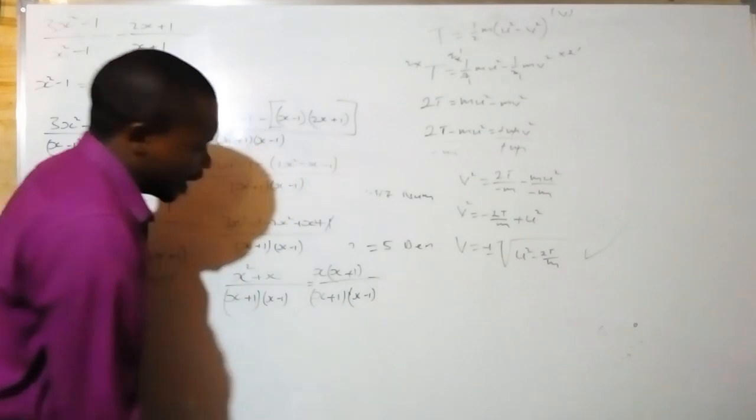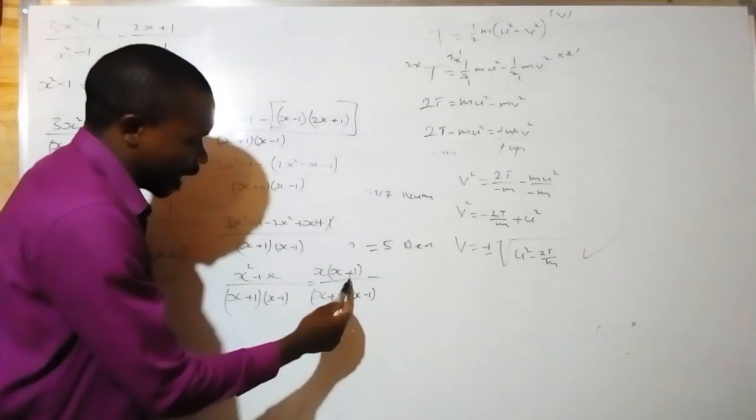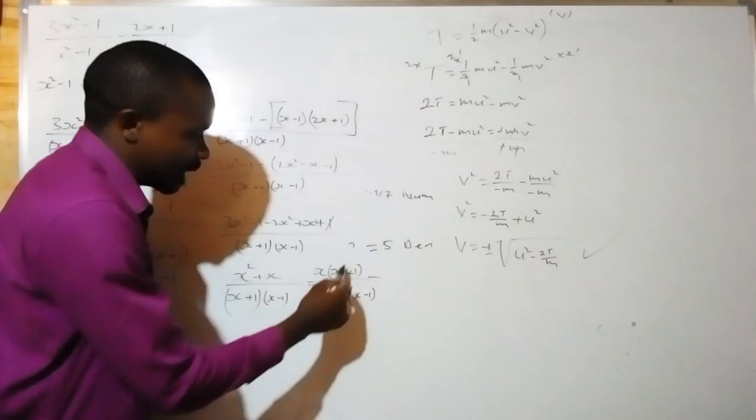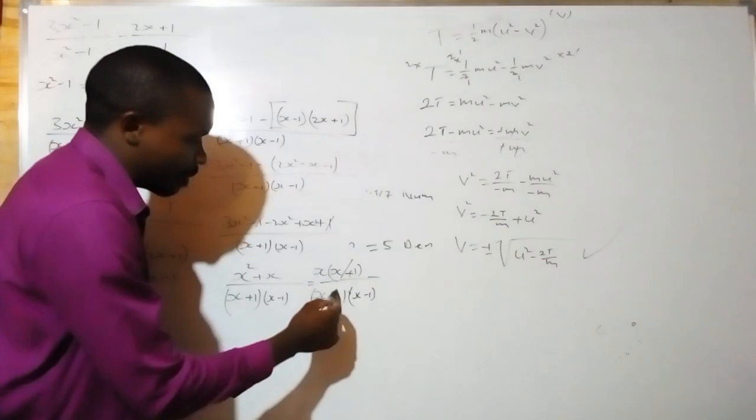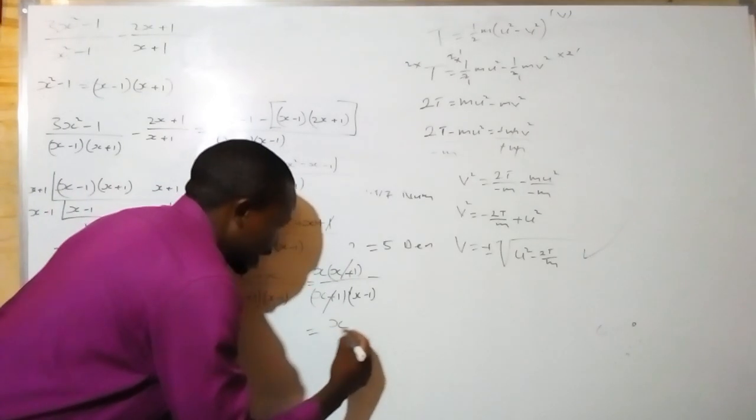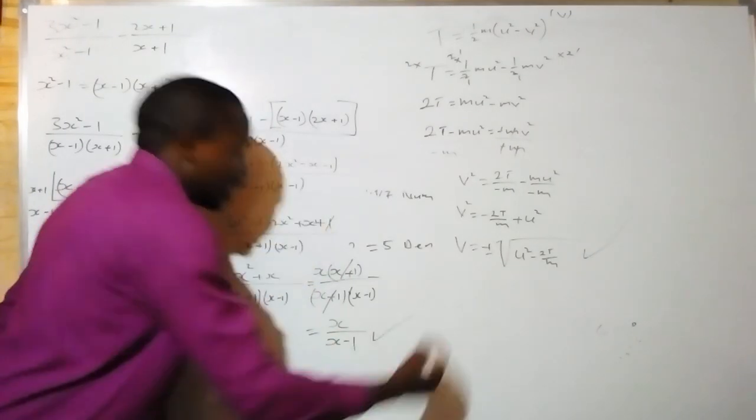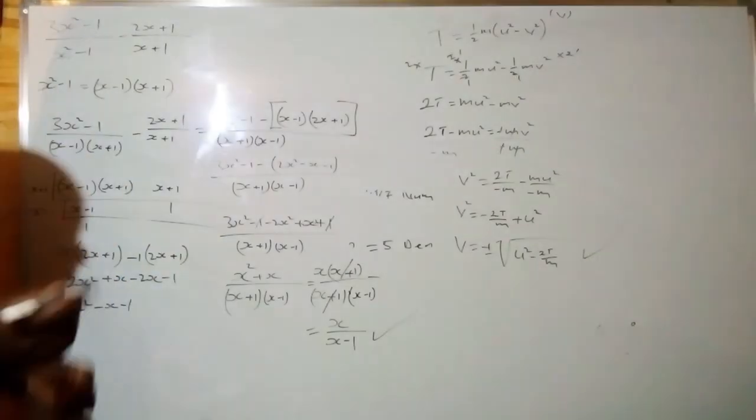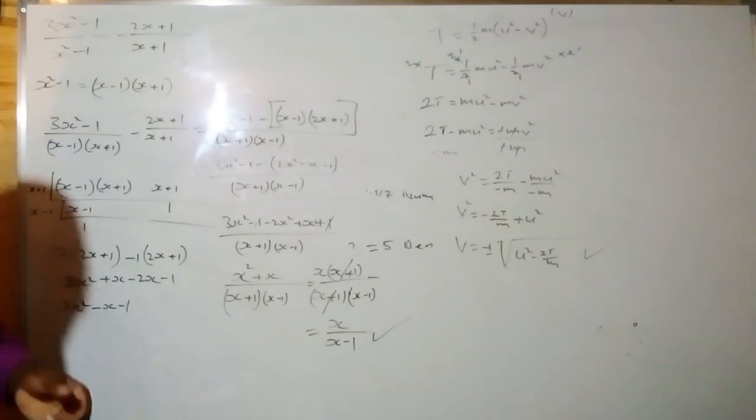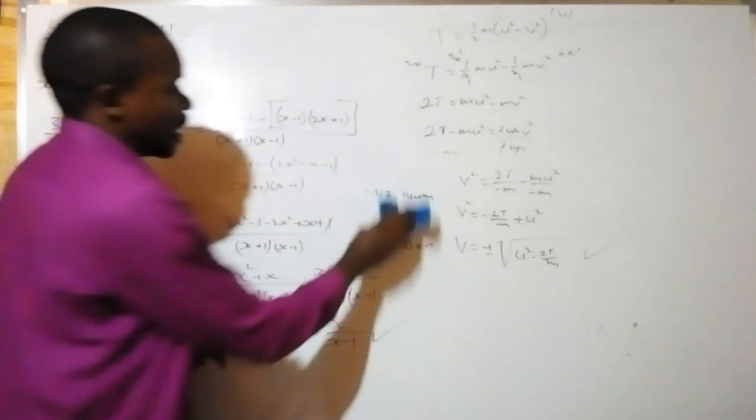We can factorize. I can see x plus 1 in our numerator and x plus 1 in our denominator. We can say 1 by 1, 1 by 1. And your correct answer will be x all over x minus 1. Yeah, that is your answer. Proceed to the next. Now we'll have this part.